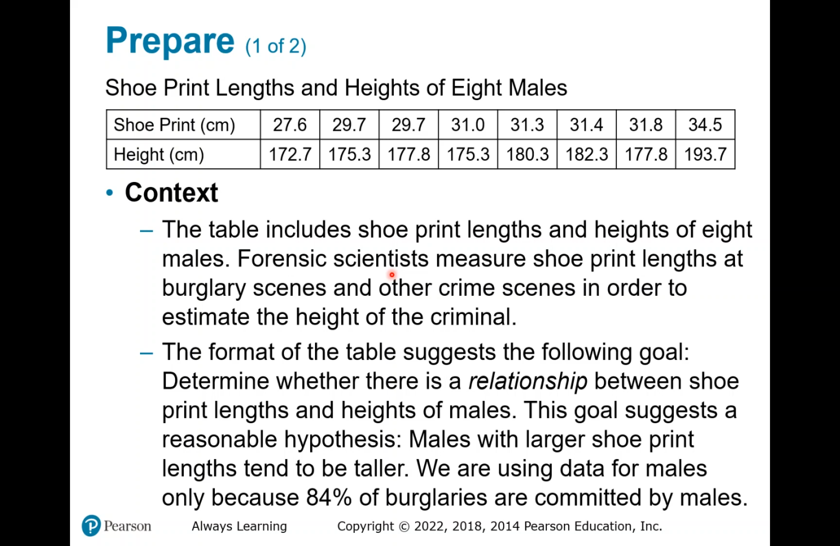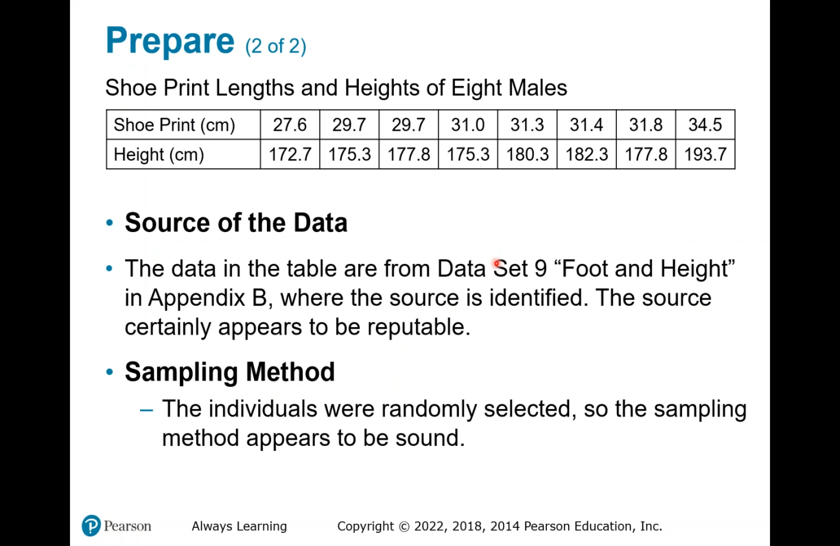Now let's look at the source and the sampling method. The source of the data in the table come from Dataset 9, Foot and Height in Appendix B. Here the source is identified and the source appears to be reputable. In that source, we are also told that the individuals were randomly selected, so the sampling method appears to be sound as opposed to being voluntary.